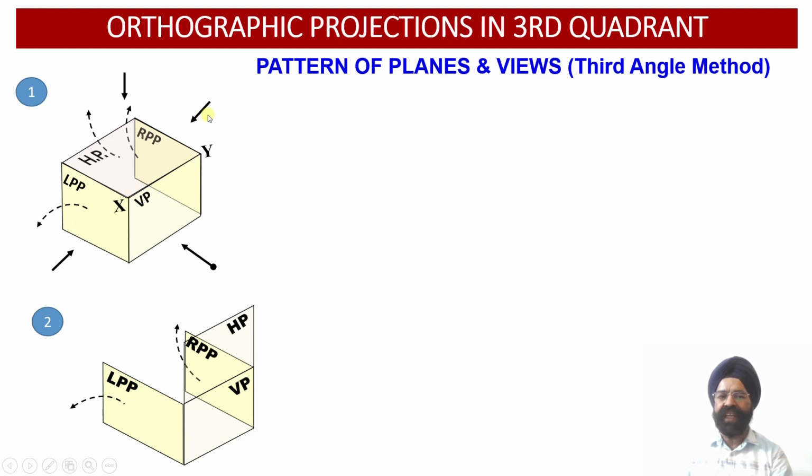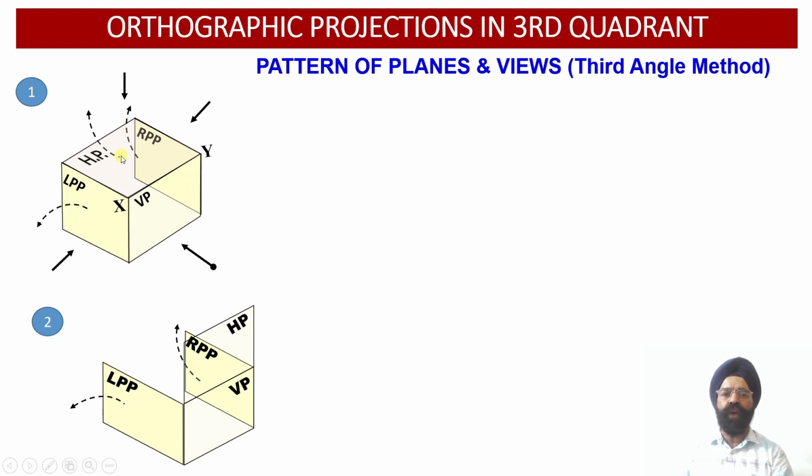And finally, when we are going to look at this object from the right hand side orientation, the right side view of the object will be obtained onto the right profile plane over here, and this plane will be opened up alongside this right hand side direction about this vertical hinge over here. So we are going to obtain the right hand side projections of this object on the right profile plane below the XY reference line and on the right hand side of the front view orthographic projections over here.